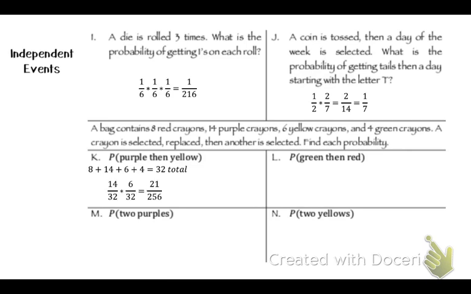The probability that it's yellow, because you put it back and then you draw a yellow one, would be 6 out of 32. So if you multiply that together, and you reduce it, you end up getting 21 out of 256. Okay, green and red, green then red. So green is 4 out of 32, red is 8 out of 32, which ends up equaling 1 out of 32. 2 purples, 14 out of 32 times 14 out of 32 will end up being 49 out of 256. 2 yellows, 6 out of 32, 6 out of 32 ends up being 9 out of 256.